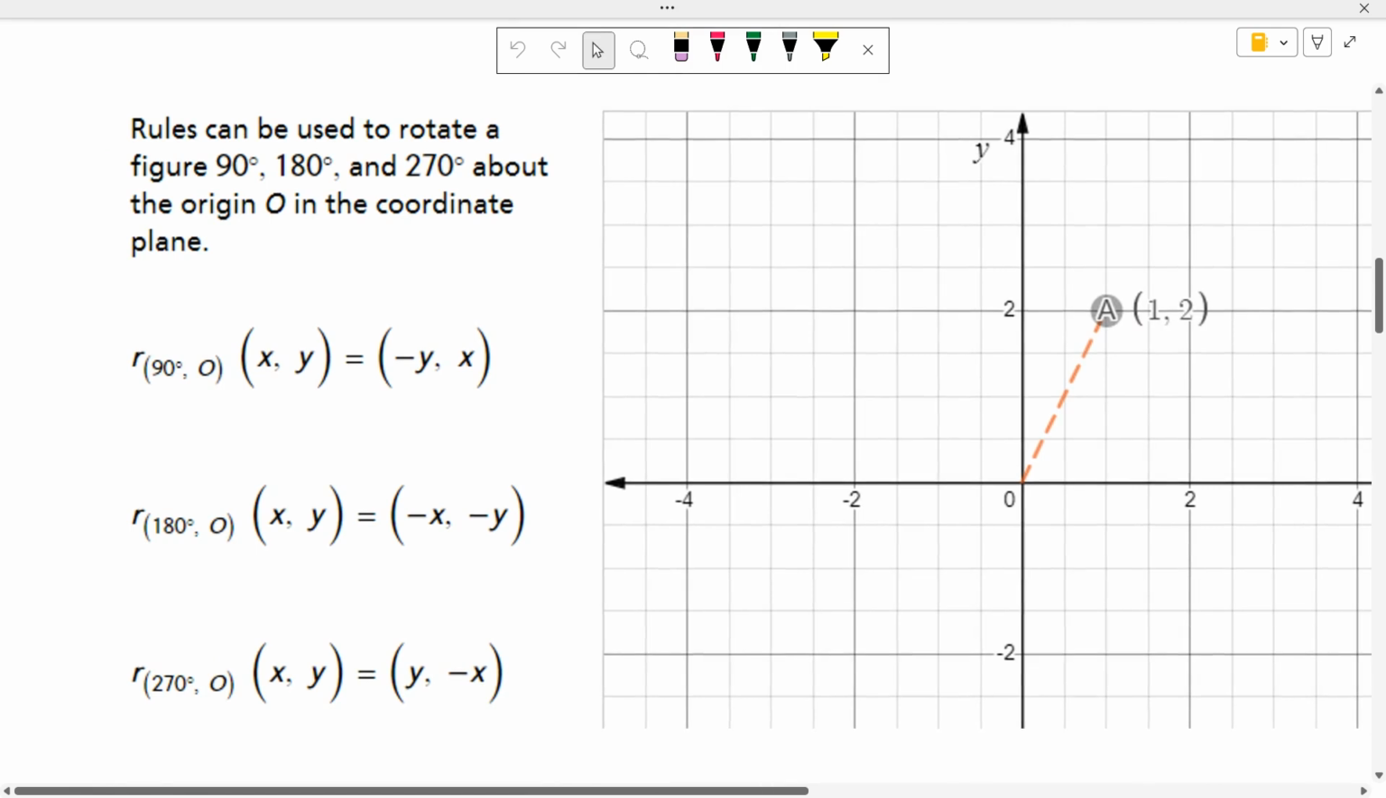If you have a rotation of 90 degrees, (x, y) goes to (negative y, x). So these things all go on your note card. A rotation of 180 is this. A rotation of 270 goes this way. Okay, write those down on your note card. Those three lines.